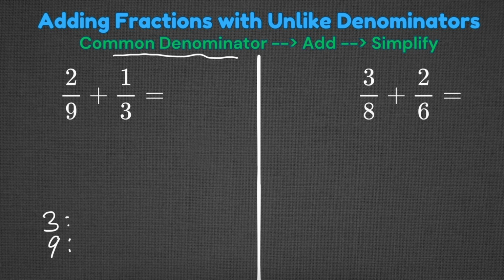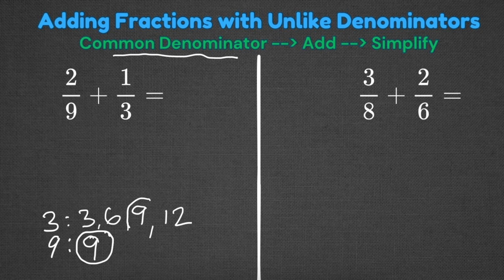So I'm going to start with a 3. The first multiple of 3 is 3. And now we're just going to count by 3's. We have a 6. We have a 9. We have a 12. And I'm going to stop because I noticed something there. I see a 9 that came up. And the first multiple for 9 is 9. So this is the least common multiple that they both share between 3 and 9.